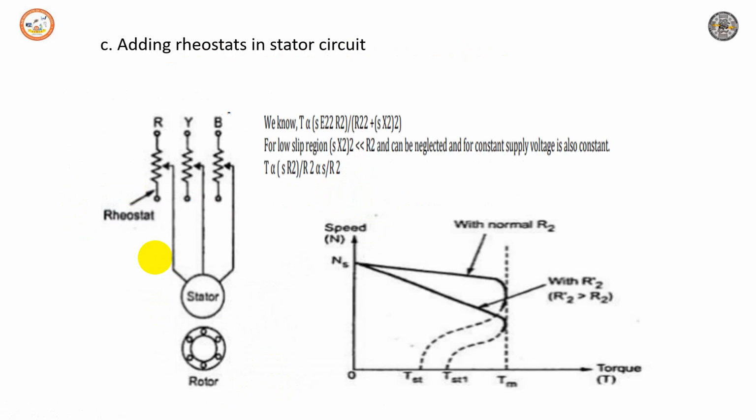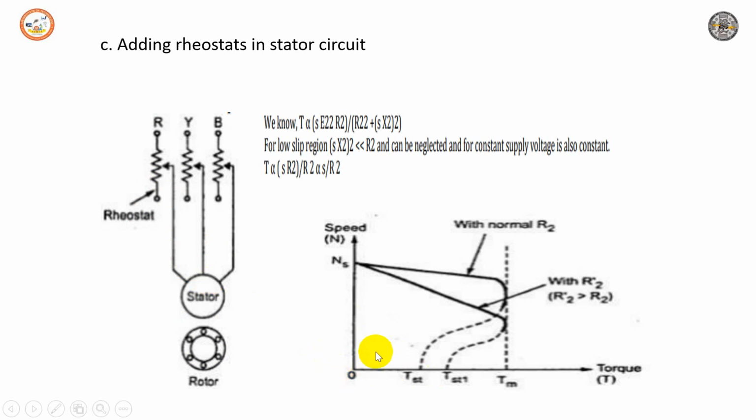So the third one is adding a rheostat in the stator circuit. As I mentioned, we add a rheostat between the stator winding and the supply. By adding this, we can reduce the voltage of the supply before it is given to the stator. So we can have a reduced voltage to the stator, thereby torque and speed can be controlled.